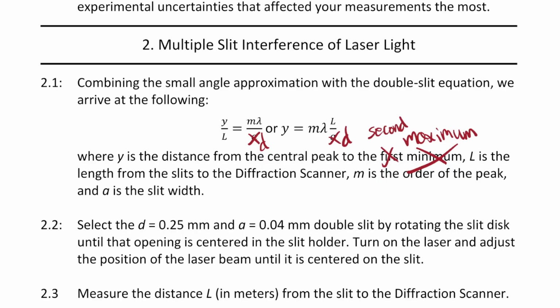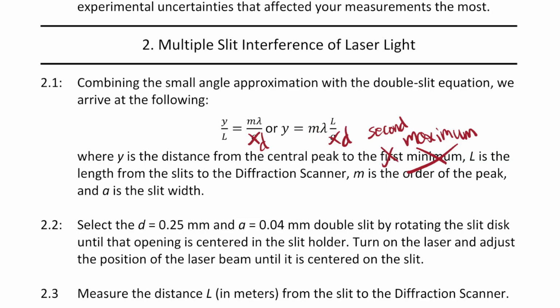All right. And then we have m here, because there's going to be a bunch of different minimums. Actually, even the way they've written it here is not entirely correct, because y is really the distance from the central peak to the second maximum when m equals 1. So it would be y equals lambda L over D.